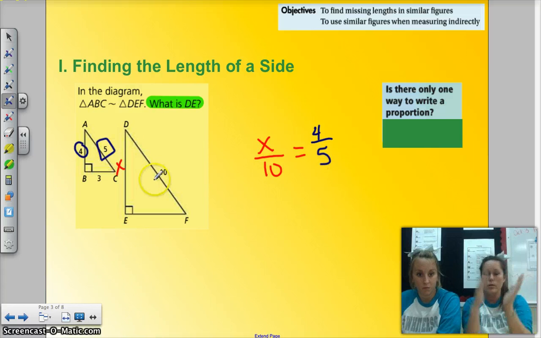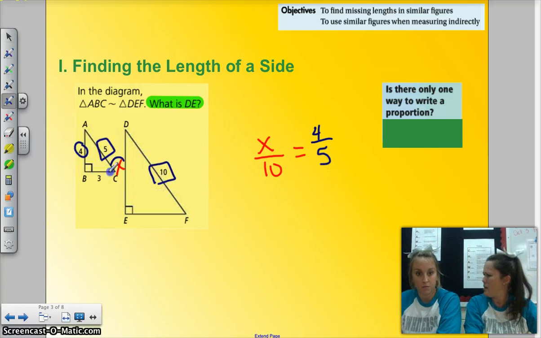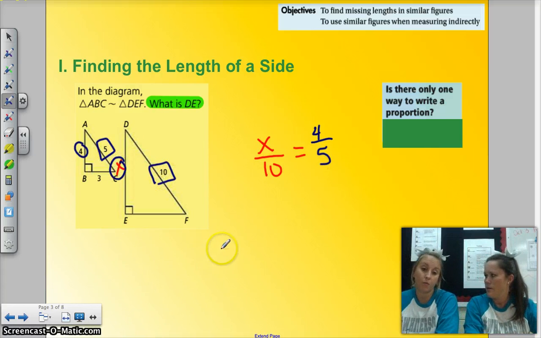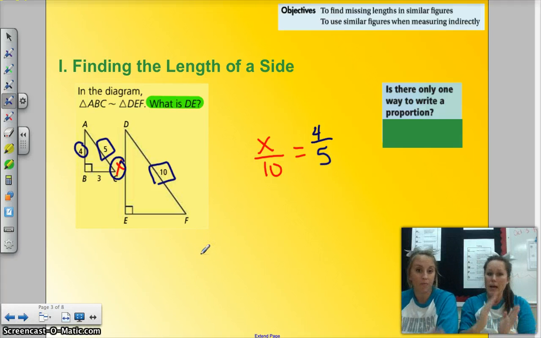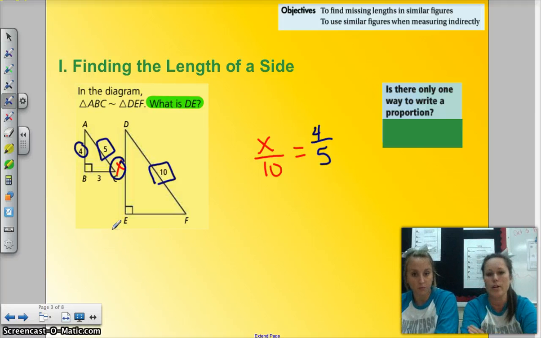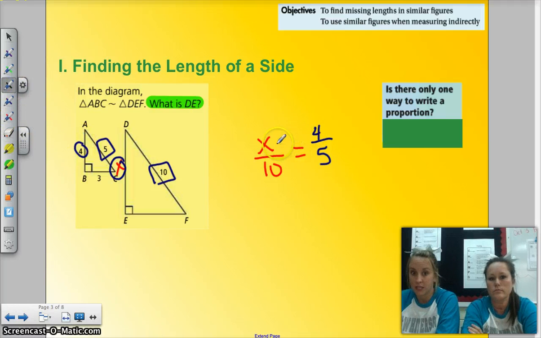Those are hypotenuses. The hypotenuse, the long side of these right triangles, correspond to each other. So that's why their quantities are in the denominator. Then we just use this to solve. This is what we did last night.